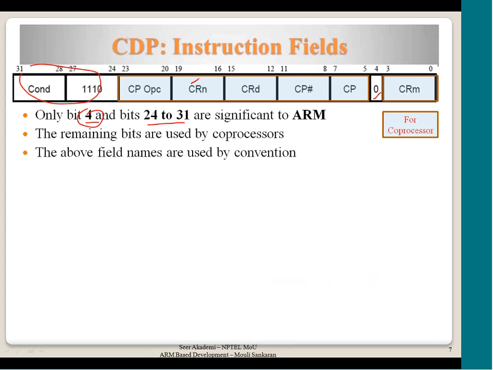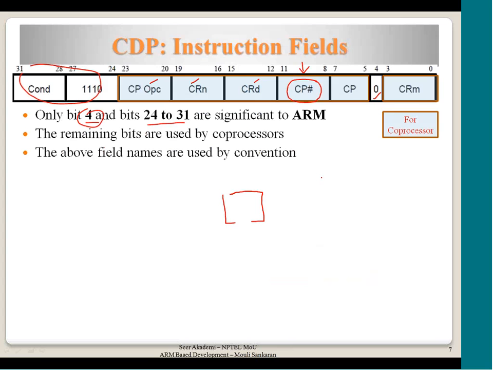These are all used by convention, but the coprocessor designer is free to use them in any way they want. They can even decide to merge these two fields, or swap any other locations. But the location of this one is fixed. Can you see the reason behind this?